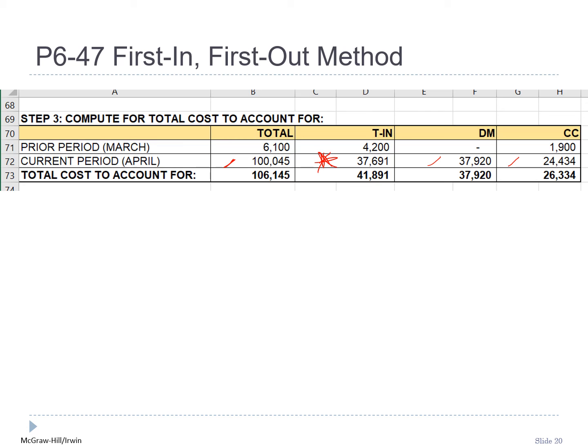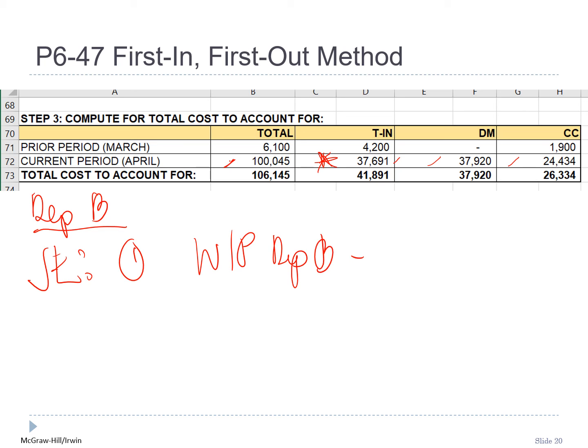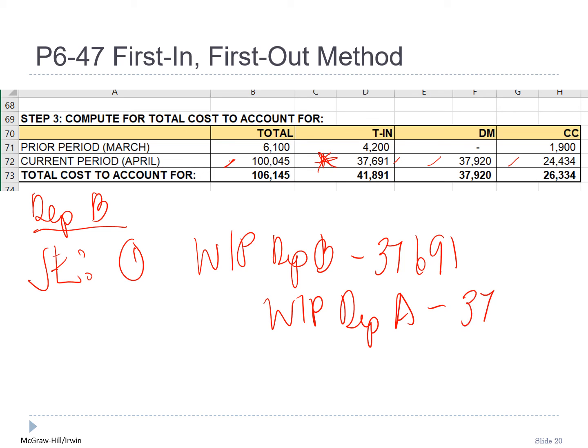Ngayon, so ang total niyan, add lang 106,145, 41,891, 37,920, tsaka 26,334. So sa Department B, ito yung magiging journal entries natin. So una, syempre mare-receive natin yung units dun sa Department A. So ito yun. So magde-debit tayo ng WIP, Department B. So that is 37,691. Tapos credit tayo ng WIP, Department A. This is 37,691. Siyempre, isang beses lang gagawin yan.